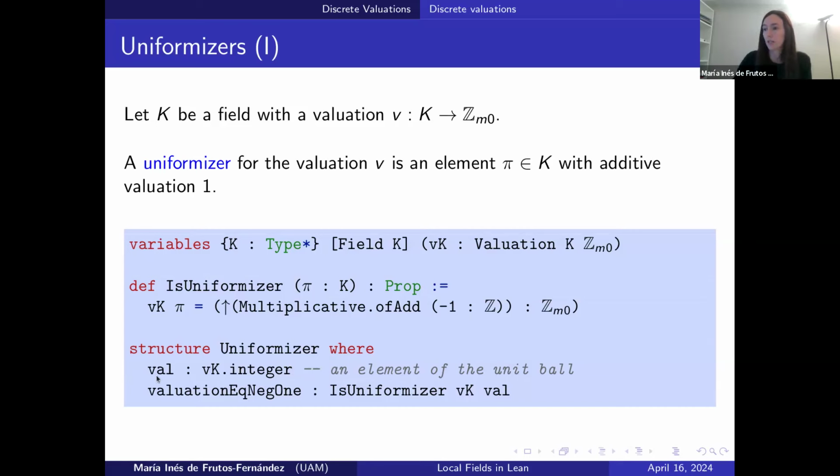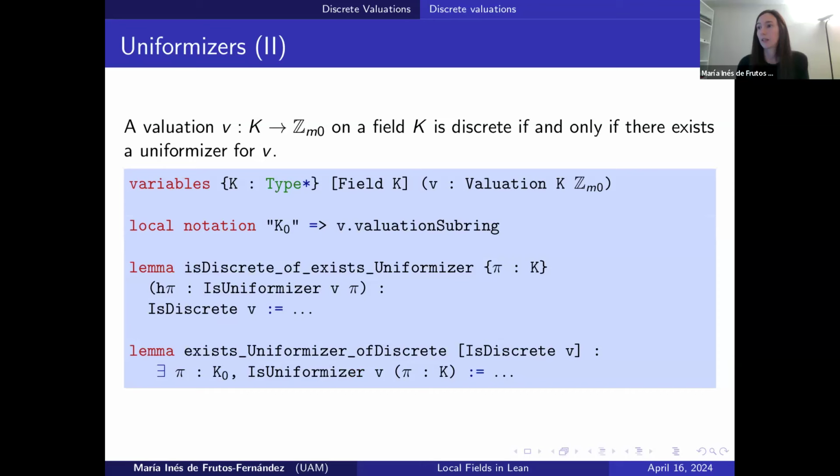In this case, this structure consists of two fields. The first one is val, which is going to be an element of the field, in fact an element of the unit ball of the field, so we have defined it that way. And then a proposition that this element val is a uniformizer for the valuation.